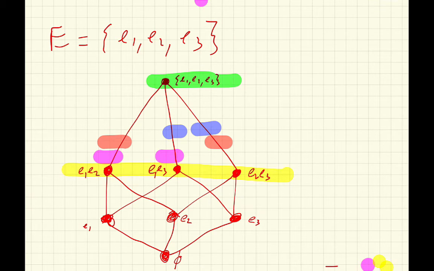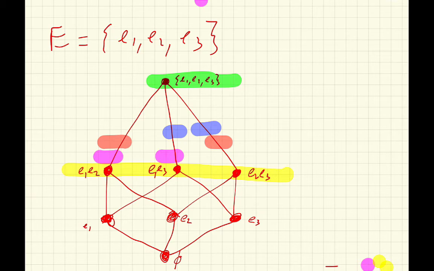Okay. But that's fine, right? As long as any pair, like the magenta pair or the red pair or the blue pair, gives us the same element, that's fine. Now notice that this is a diamond-like shape, right?